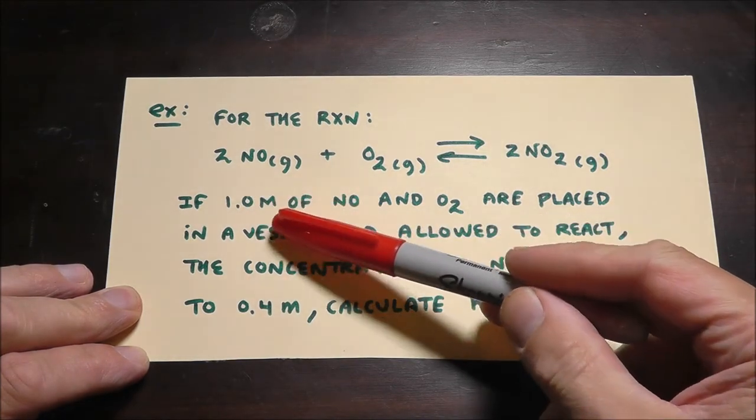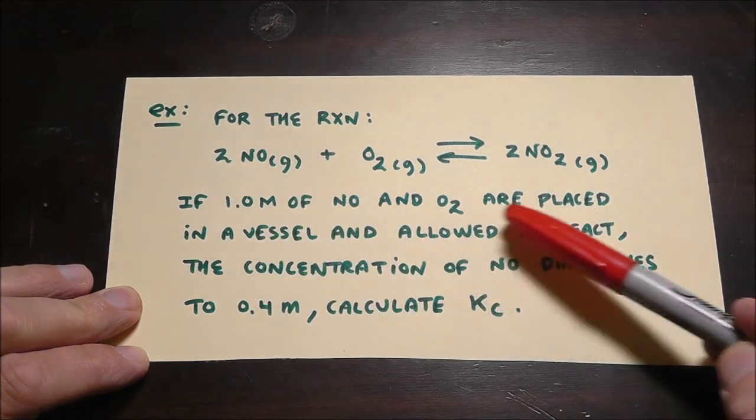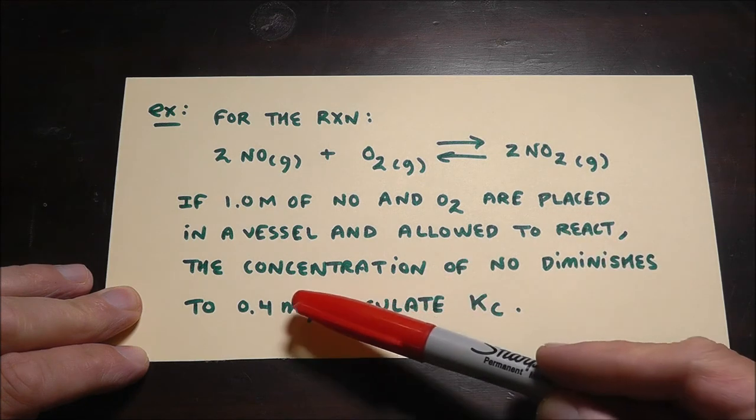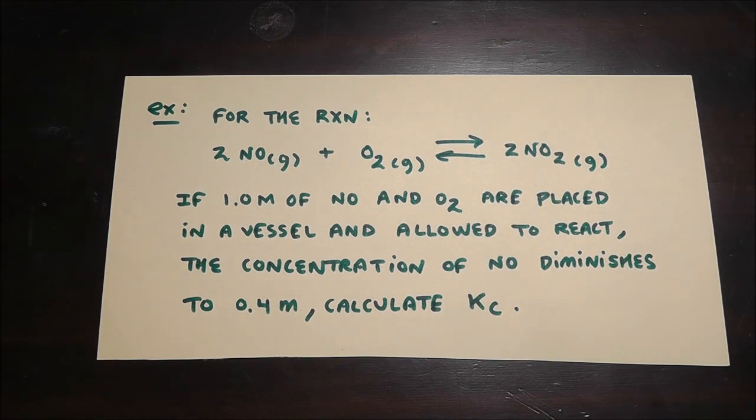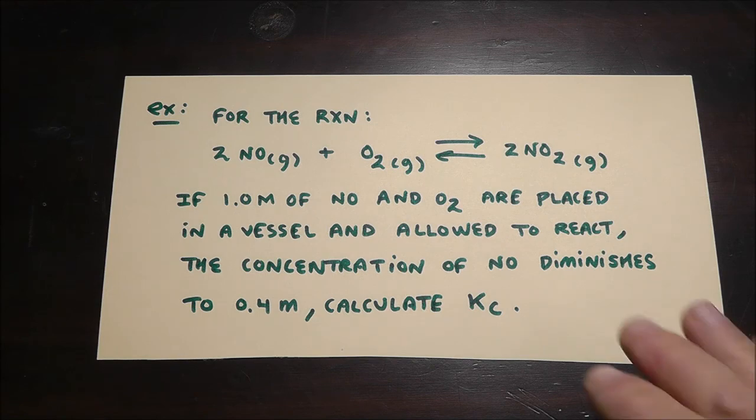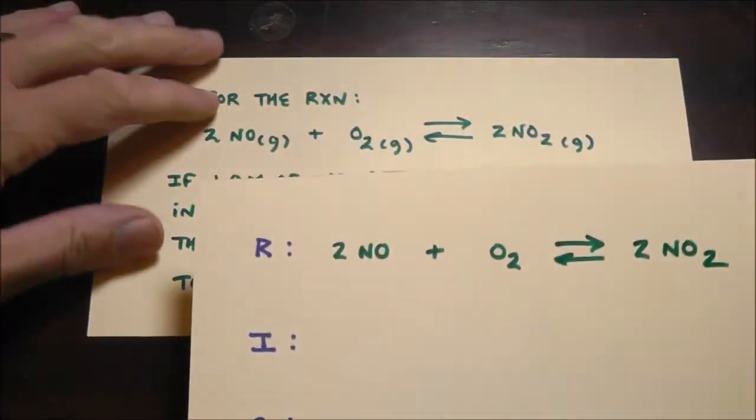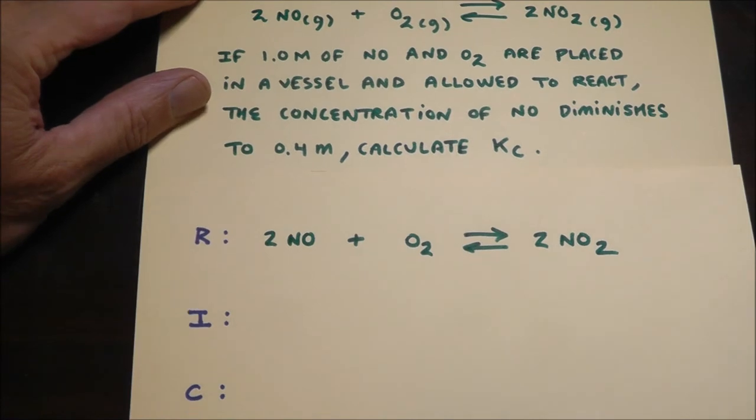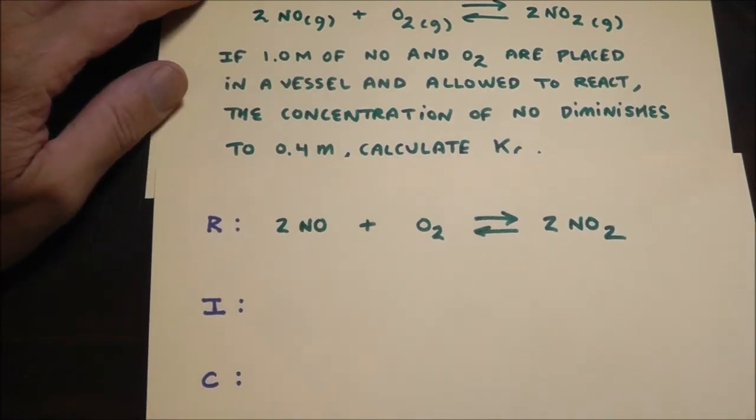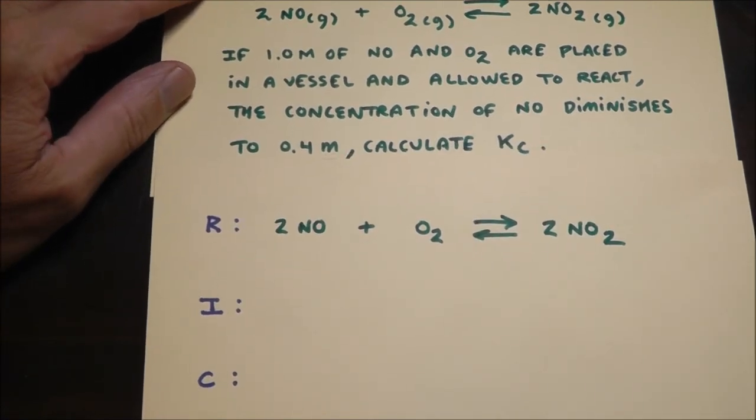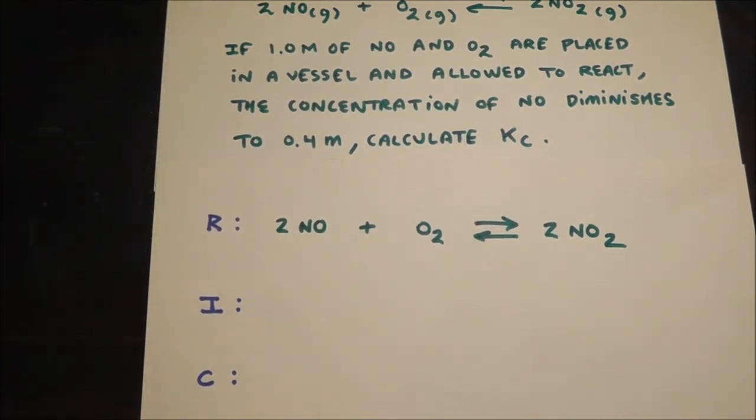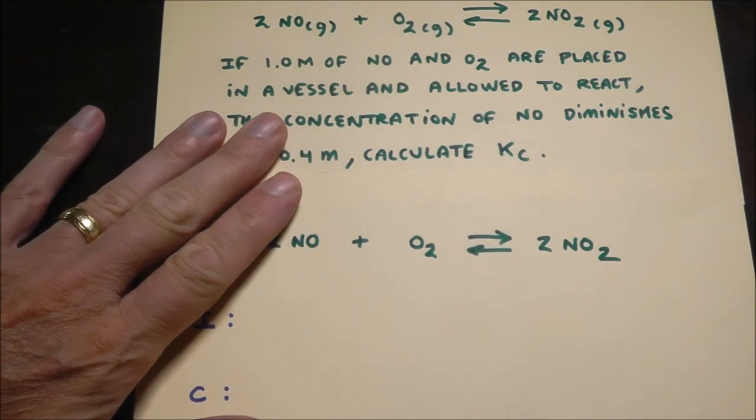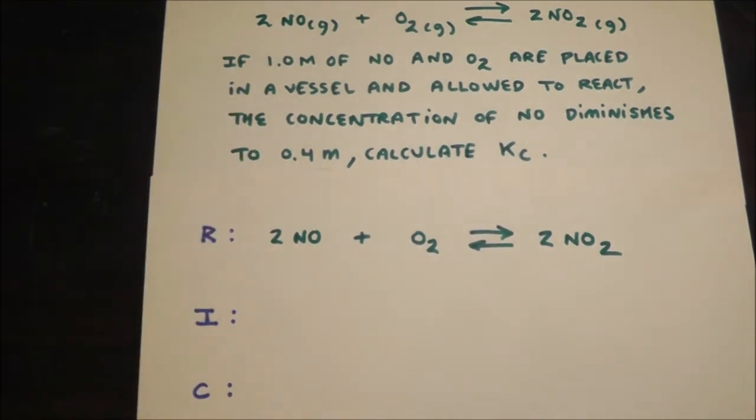If 1 mole per liter of NO and O2 are placed in a vessel and allowed to react, the concentration of NO diminishes to 0.4. Calculate Kc. So what does a RICE table entail? R is the reaction. So you just copy the reaction that's given to you. You'd have to be given a reaction or something's really weird. So I did that. And then what did they give us?